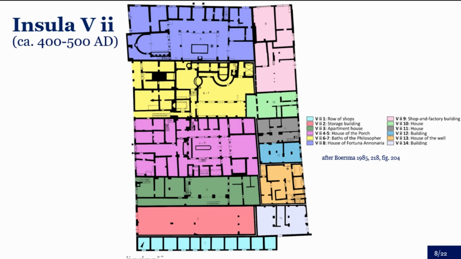So for example, you have here a row of shops, a storage house building, an apartment complex, a domus, a bathhouse, another domus, a workshop, a house. We're not sure yet. It's a bit damaged, so we don't have much remains. Another house, a workshop, another apartment or house, and lastly a storage building, probably for those shops.